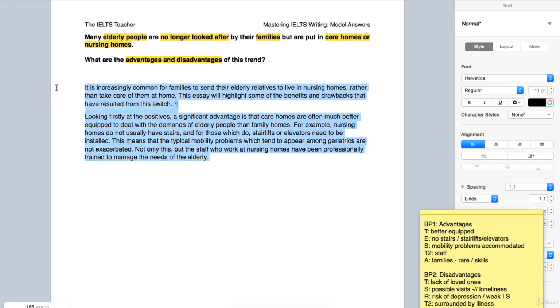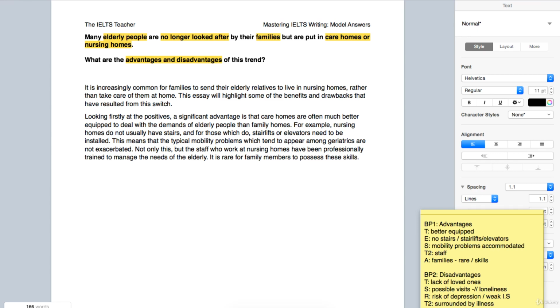The paragraph is already quite long. The essay is already quite long, 127 words, so I'm going to make this final sentence relatively short and just talk about, as you can see here, that it's quite rare for family members to possess these skills. In fact, that's exactly what I'm going to write. It is rare for family members to possess these skills.